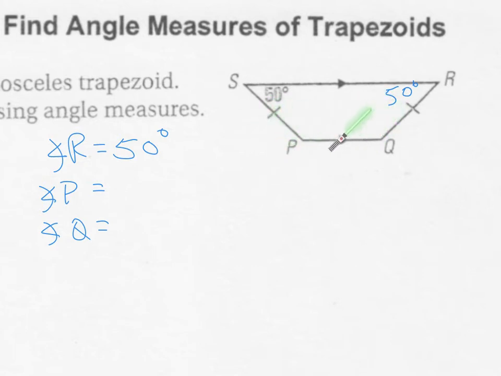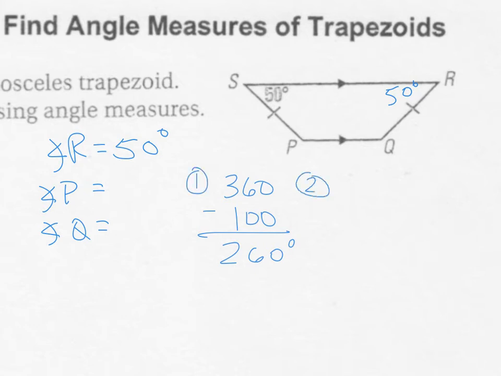So we've used 100 so far. So I'm just going to take 360, subtract that 100 degrees that we've already used. That leaves me with 260 degrees. Now, does that mean that both these angles P and Q are 260? No. Together they're 260. So now take this 260. This would kind of be like step 1. Step 2, take 260 and divide it by 2.